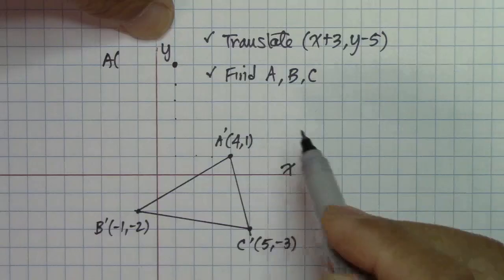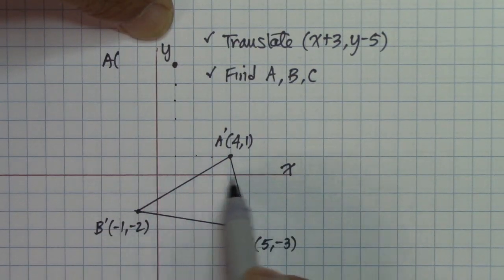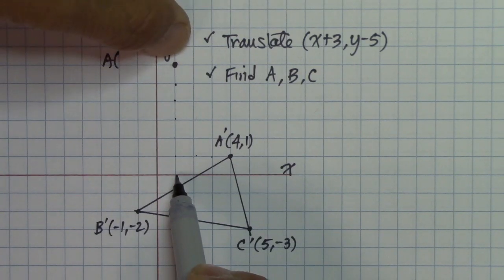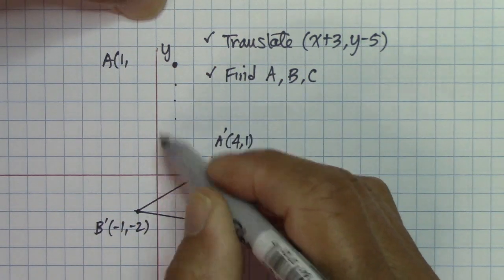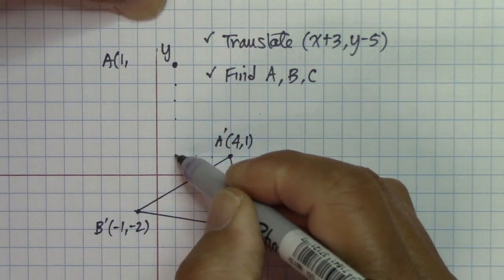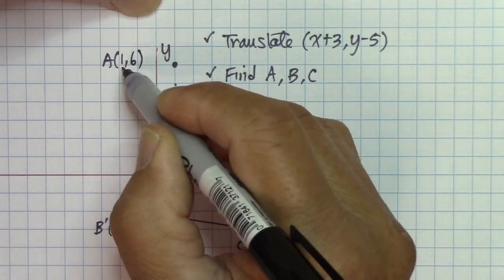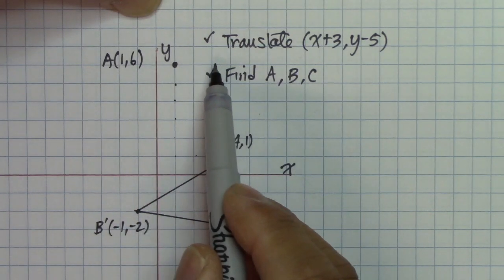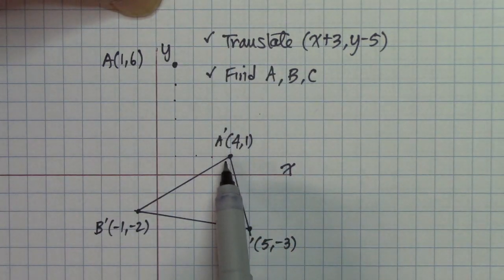And now we have to determine what the original coordinate was. So on the x-axis, from the origin is 1 unit to the right there. So x is 1. And y is from the origin on the vertical axis, 1, 2, 3, 4, 5, 6. So the original coordinate was 1 and 6. We had to go right 3, 1, 2, 3, and down 5.